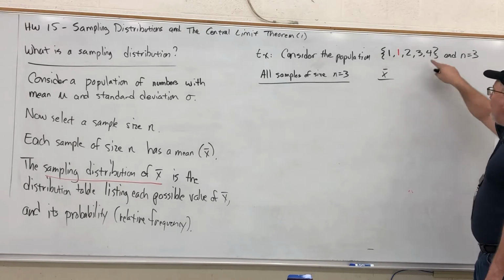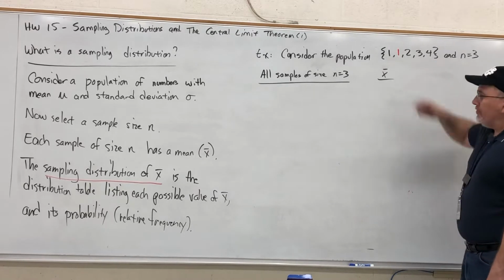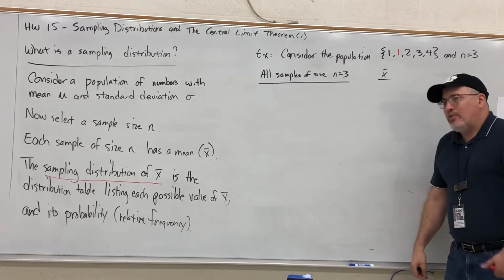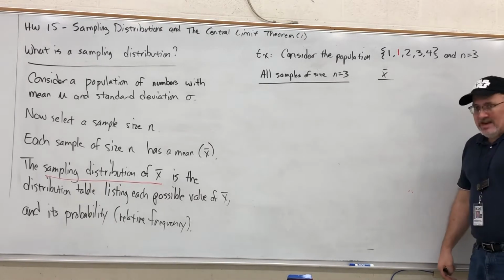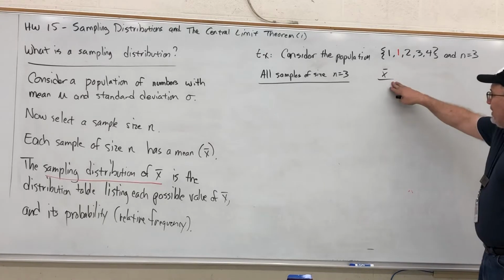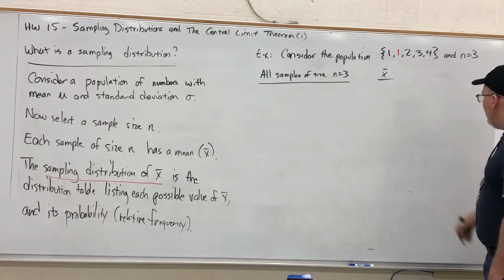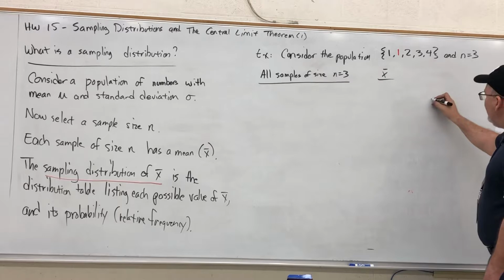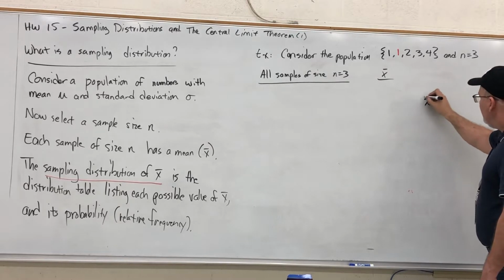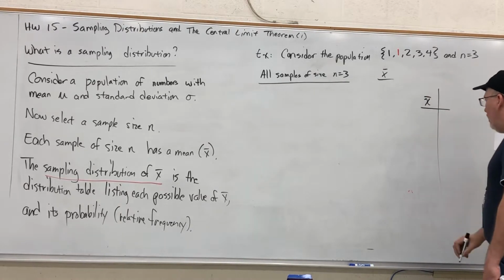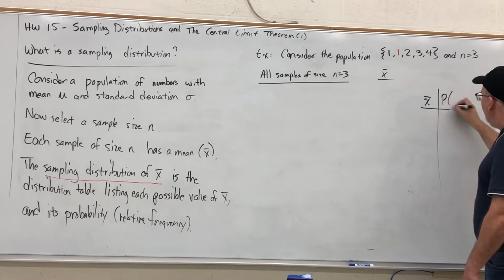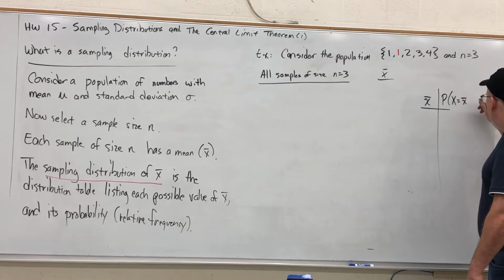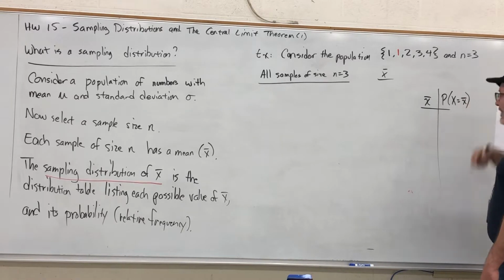1, 1, 2, 3, 4. Now you'll notice that I wrote the second one in red. You'll see why I did that in a moment. And we're going to pick a sample size of 3. So how are we going to make a sampling distribution for x bar? Well, we're going to need to know 2 things. What are all the values of the sample mean we can get? And what's the probability that our sample mean is going to equal that value?